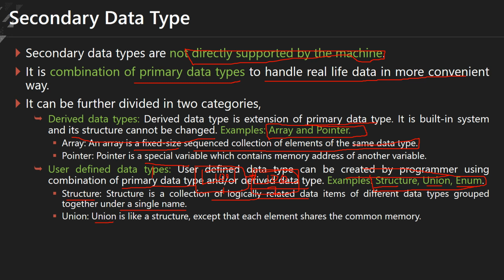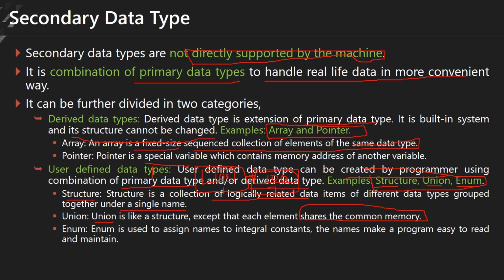What do you mean by union? A union is similar to a structure, except that each element under the union shares common memory. That is the major advantage. Whereas in a structure, each member is stored at its own different address, in a union all the elements share the common memory.